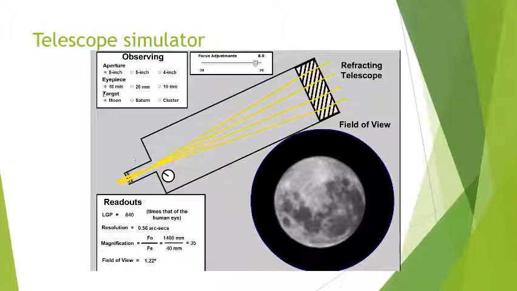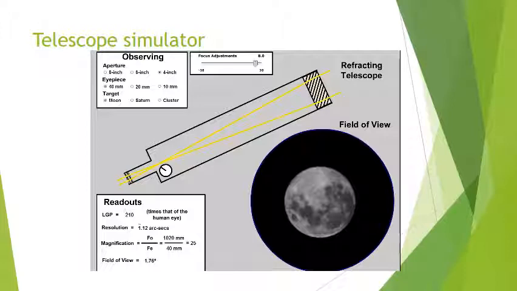Light gathering power has everything to do with the size of the telescope. The larger the telescope, notice, my 8-inch telescope has a light gathering power of 840 times that of the human eye. When I use a 4-inch telescope, just half the size, notice that it's only one quarter the light gathering power. Only 210 times the light gathering power of the human eye. We also get the resolving power and the magnifying power of these various telescopes.